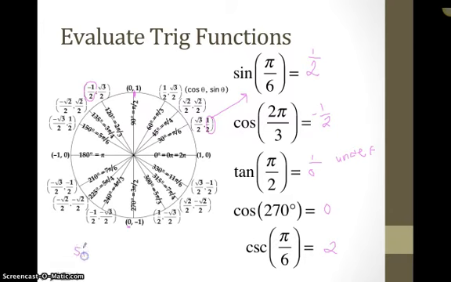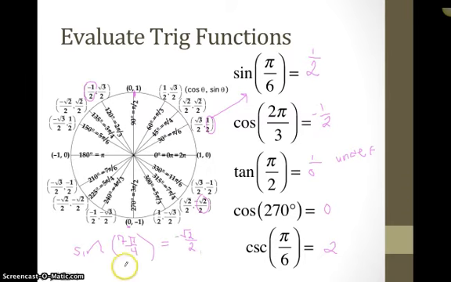sine of 7 pi over 4. Okay, and anything that's a fourth we know is going to be that square root of 2 over 2, but I just want to determine which quadrant I'm in. Since sine over here is negative, it's going to be this guy right here, negative root 2 over 2.